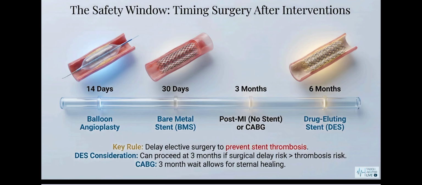If the patient has undergone an intervention such as a balloon angioplasty, right, that is done to open the narrowed lumen, we will wait for 14 days before surgery. And in case of a bare metal stent, we will wait for 30 days. If the person had a previous episode of MI, heart attack, and no stent, we will wait for 3 months. And similarly, in case of CABG, coronary artery bypass grafting, and in case of drug-eluting stents, DES, we will wait for 6 months.